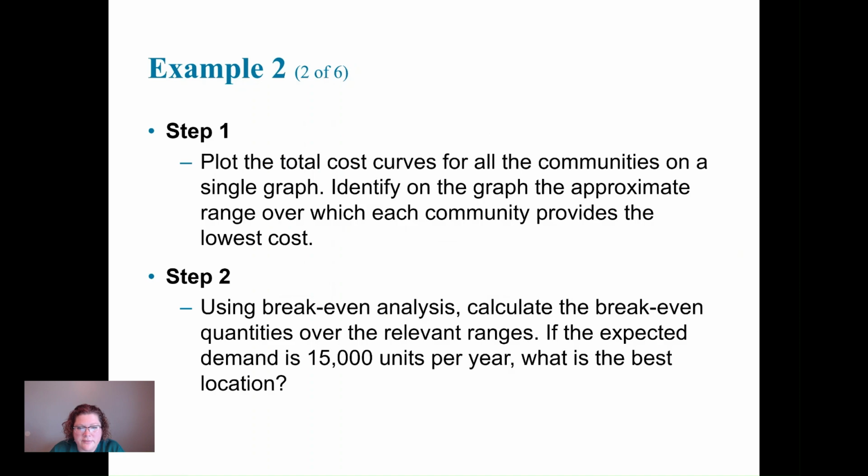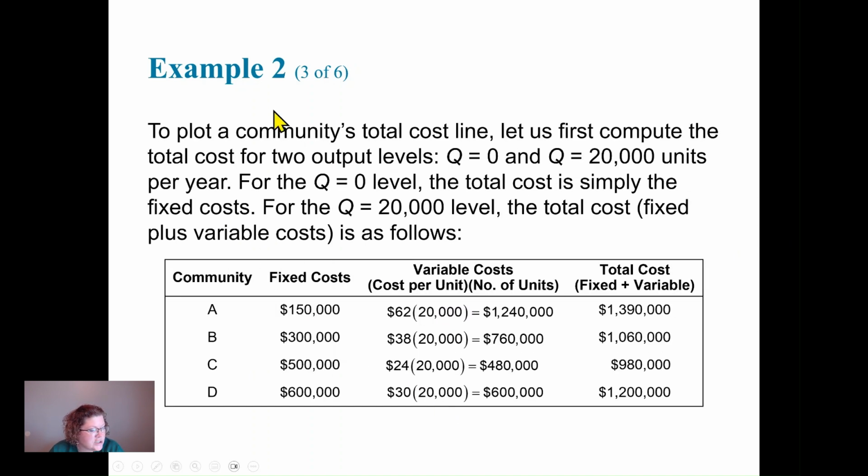So we want to look at a break-even analysis for all of our community options and identify at what volumes are optimal, knowing that the expected demand is around 15,000 units a year. So we're looking at a range around that. What is the best location? So we're going to plot this problem on a total cost line, ranging from volumes of 0 to above our expected value. We said expected value was around 15,000, but we're going to take the graph up to 20,000 just to show the total range.